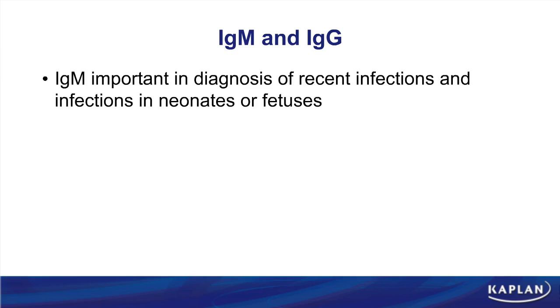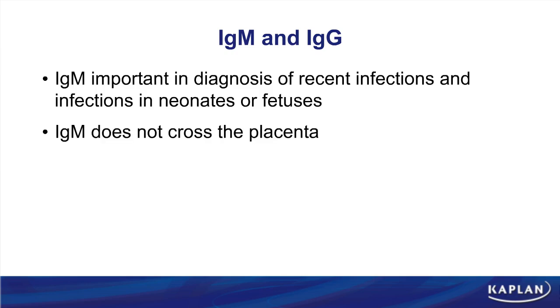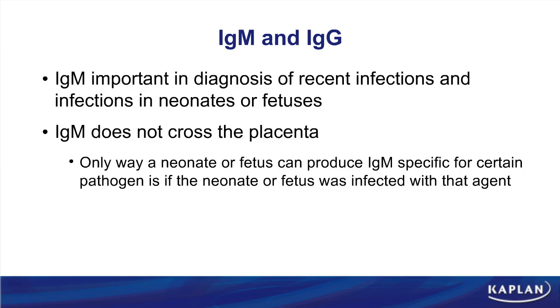Another important and helpful feature about IgM is that it is really important in diagnosing infections in neonates or fetuses. Again, going back to what we already know, IgM does not cross the placenta. So there are some important things that we can gather from that when we're trying to diagnose infections in either neonates or fetuses. The only way you're going to have, let's say, a fetus that's producing IgM that's specific for any sort of pathogen is if that fetus or neonate was infected with that agent. Again, that IgM is not going to cross the placenta.